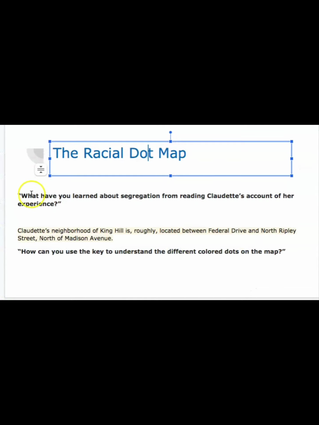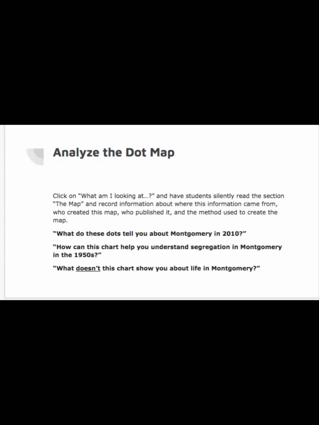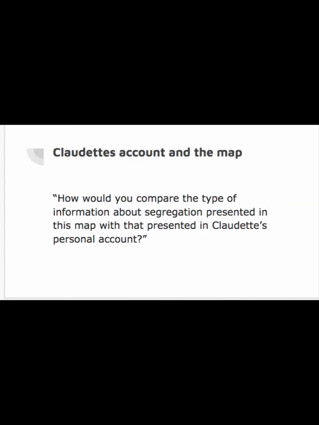So now I want you to ask yourself, what have you experienced about segregation from reading Claudette Colvin's account of her experience? Then I want you to analyze the dot map. What do the dots tell you about Montgomery in 2010? How can this chart help you understand segregation in Montgomery in the 1950s? And what doesn't this chart show you about life in Montgomery?